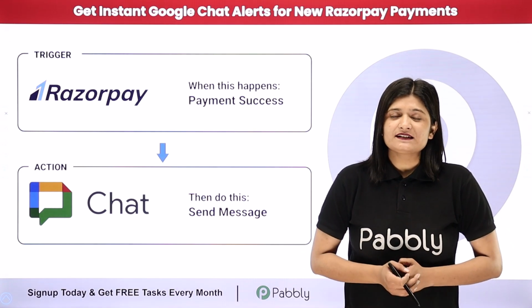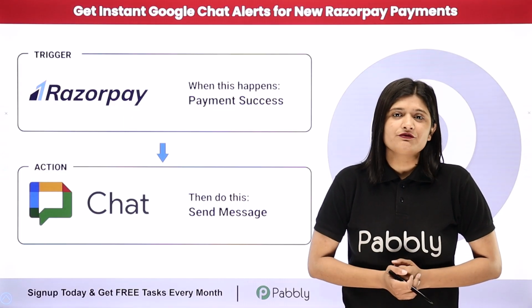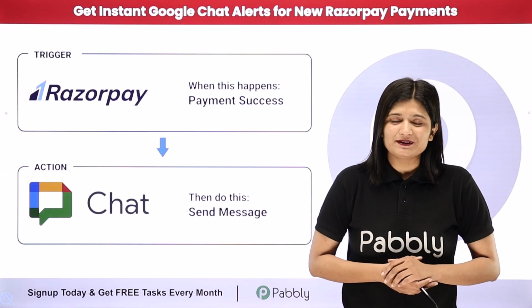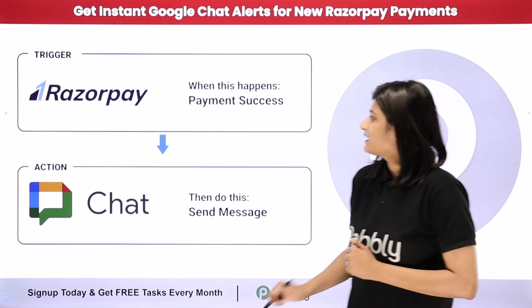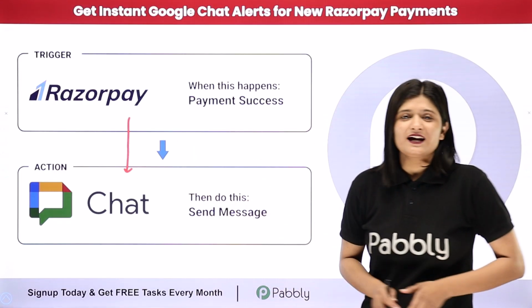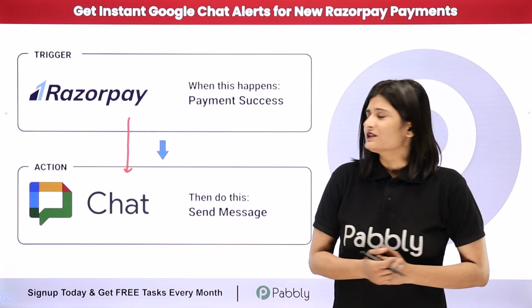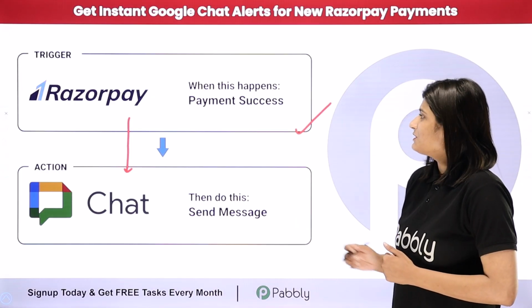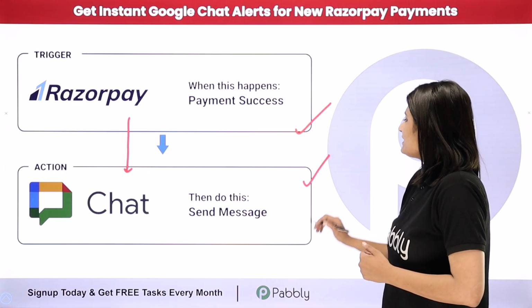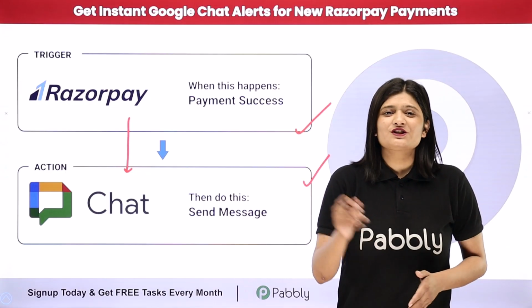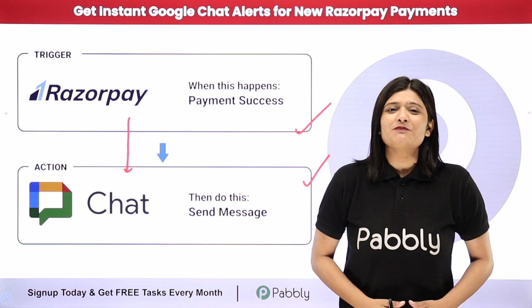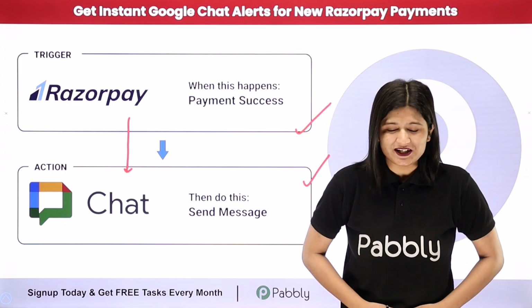So Pabbly Connect is an amazing automation and integration software which requires no coding or programming skills. Here I just need to build a connection between Razorpay and Google Chat Hangout. With the help of Pabbly Connect, I'm going to build this connection in such a manner that whenever I receive a new payment from Razorpay, I'm automatically going to notify my team on Google Chat Hangout. Now, if you want to learn the step-by-step process, then let me take you all to my screen.